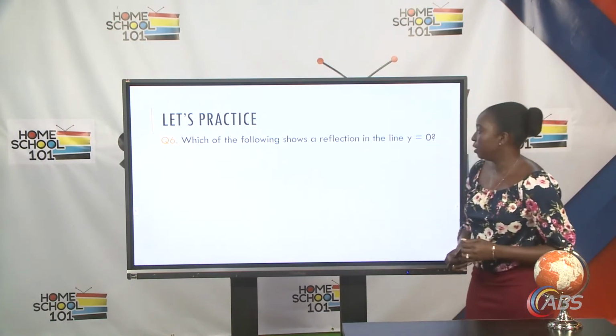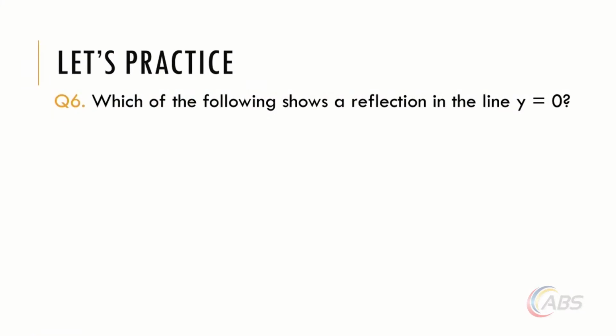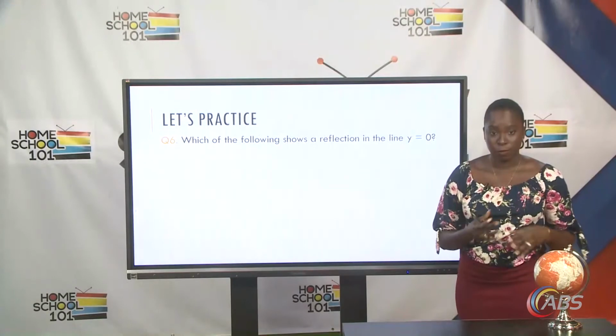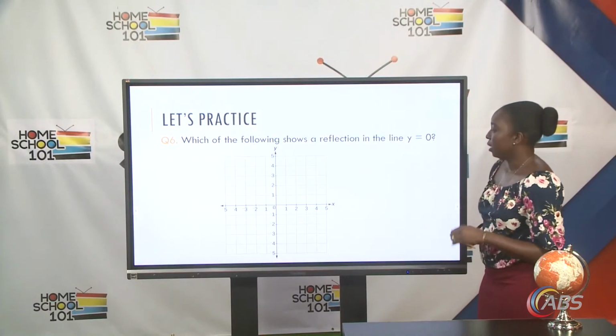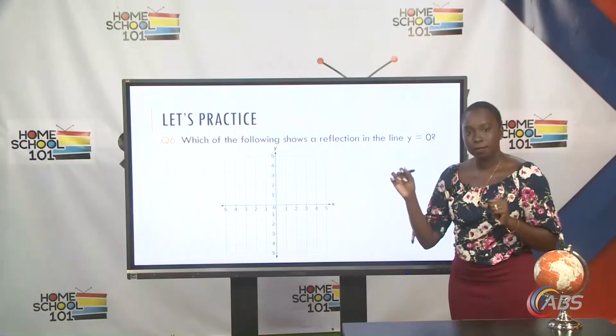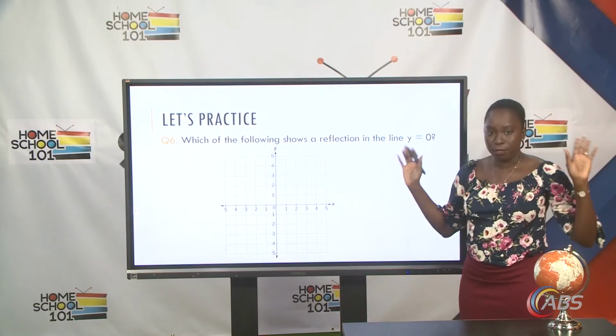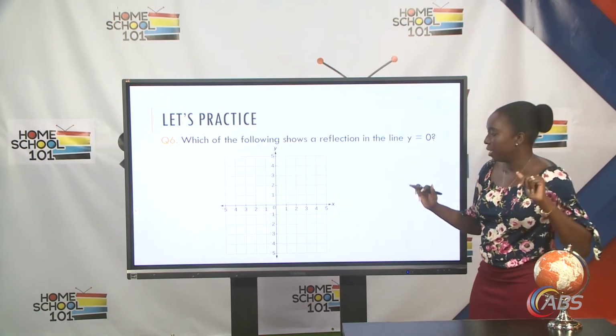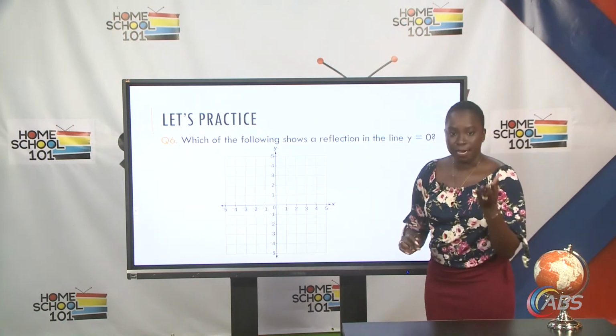Question 6. Which of the following shows a reflection in the line y equals 0? Now you'll notice that I actually didn't reveal the options, and that's because we need to know where that line y equals 0 is, what it looks like. Okay, so let's just start with a blank coordinate plane, and we're going to talk about y equals 0. So all this means is that there's some point on this graph where every time you choose a point on this line, the y values are always 0. Okay, so let's start with where we know for a fact it's 0.